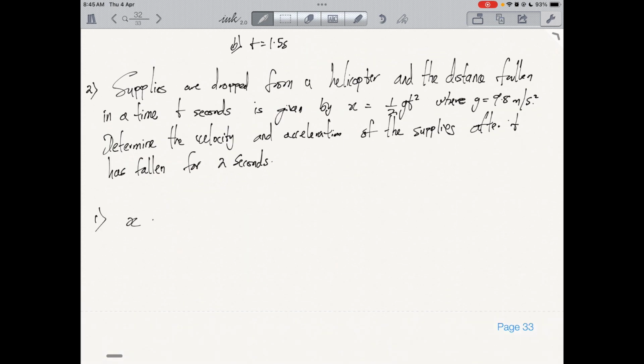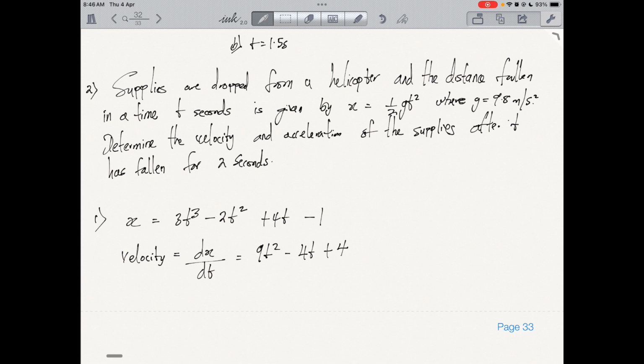So we're given x equals 3t cubed minus 2t squared plus 4t minus 1. The first thing to do when we want to evaluate velocity is to differentiate distance. So differentiating x, velocity will be 9t squared minus 4t plus 4. The unit of this is meters per second because the unit of the distance given is in meters.